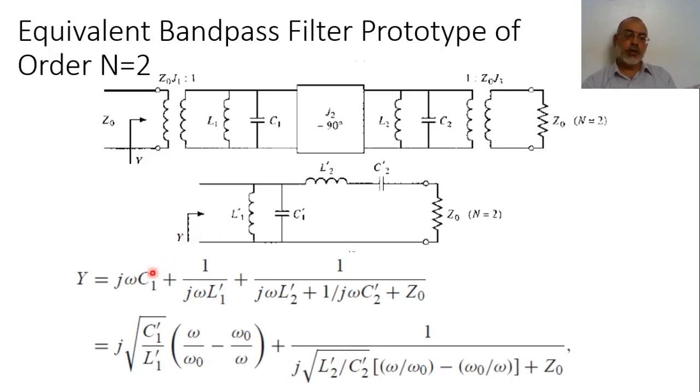By arranging this formula, we can arrange it as J square root C1 dash over L1 dash multiplied by omega over omega naught minus omega naught over omega, plus 1 over J square root L2 dash C2 dash, omega over omega naught minus omega naught plus omega, plus Z naught. This actually is the input admittance from the prototype of the bandpass filter.